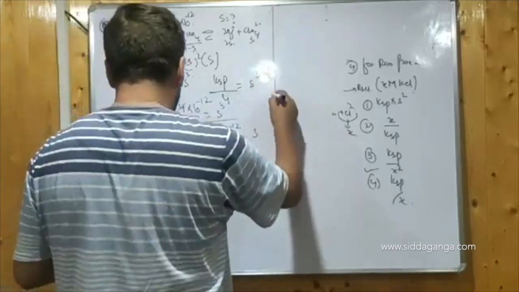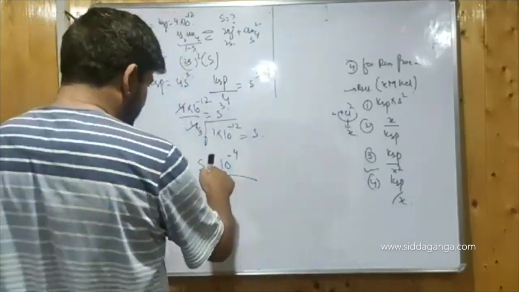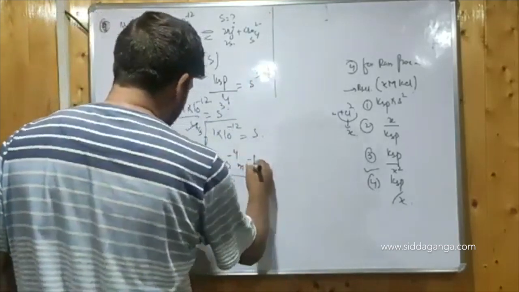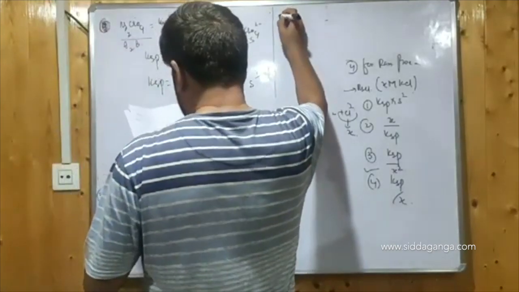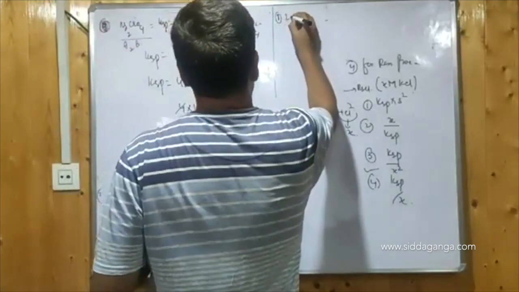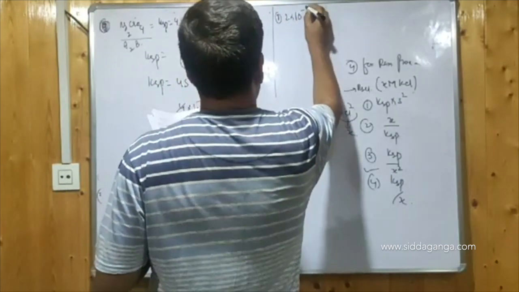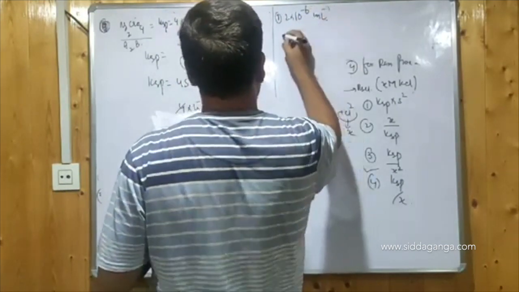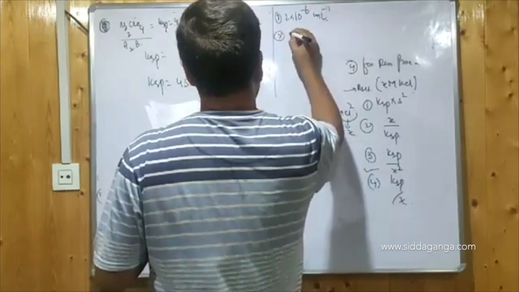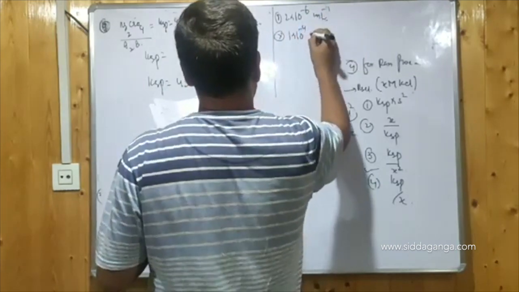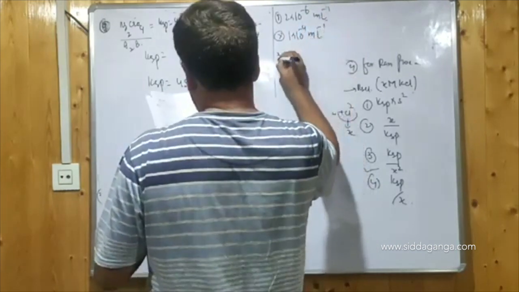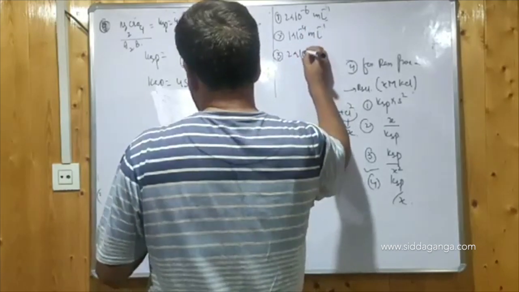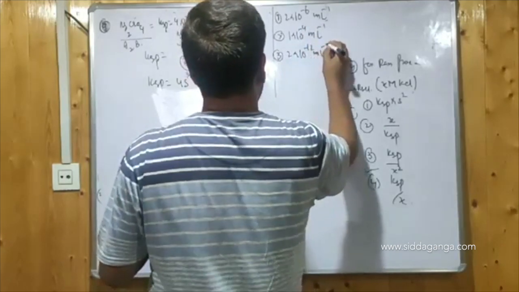So what are the options that are given to you, children? 10 to the power minus 4 moles per liter. The options given are: first option, 2 into 10 to the power minus 6 moles per liter. Second, 1 into 10 to the power minus 4 moles per liter. Third, 2 into 10 to the power minus 12 moles per liter.